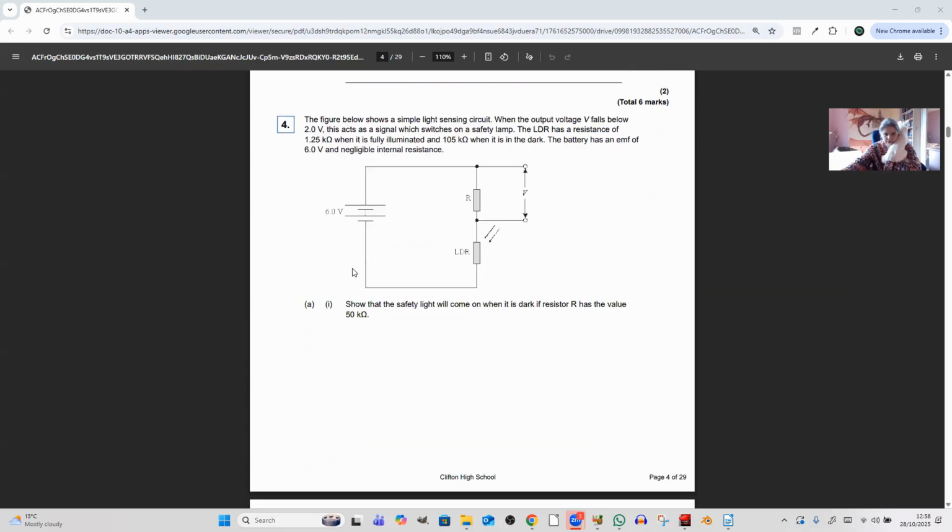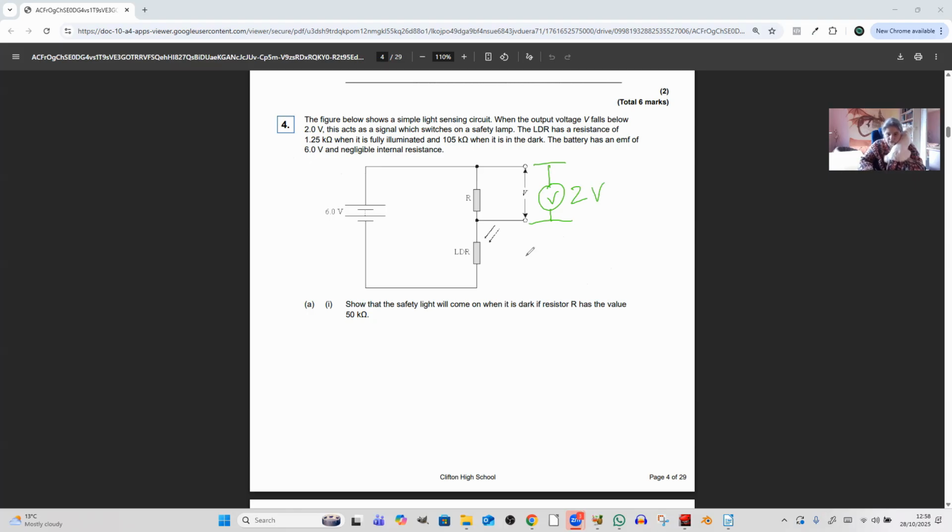Okay, right, let's look at this one. We've got 2 or 3 minutes, that's all. Okay, so the figure below shows a simple light sensing circuit. When the output voltage V, this is the output voltage, okay? It's a potential difference across there. When it falls below 2 volts, let's make it 2 volts, this acts as a signal to switch on a safety lamp. So this is a sensing circuit.